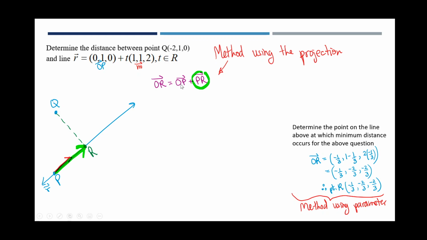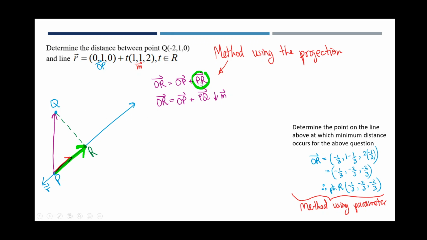Now, this side OP is fine because we know what that is, but PR is this green vector right here. We don't know what that vector is because we only know one of the endpoints of this vector. We don't know R. So we're going to use the vector P to Q to help us, because we know both P and Q. We can utilize that in the following way.